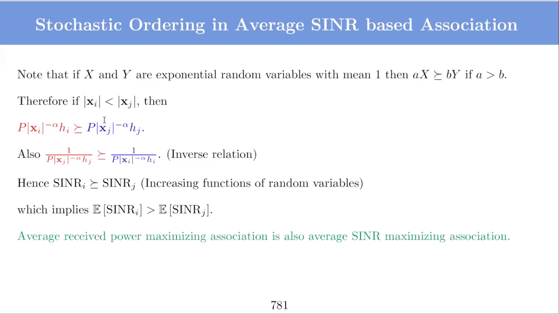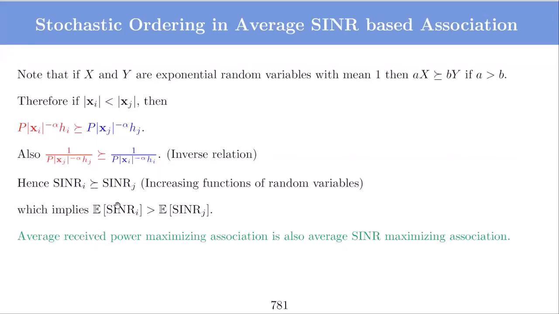So if ||xi|| is less than ||xj||, meaning xi is the closest base station, then ||xi||^(-alpha) is more than ||xj||^(-alpha). This means P·||xi||^(-alpha)·hi stochastically dominates P·||xj||^(-alpha)·hj. Similarly, you can also show that 1/(interference) also stochastically dominates. Now if you multiply them both, you get the SINR_i. So you can also show that SINR_i stochastically dominates SINR_j.